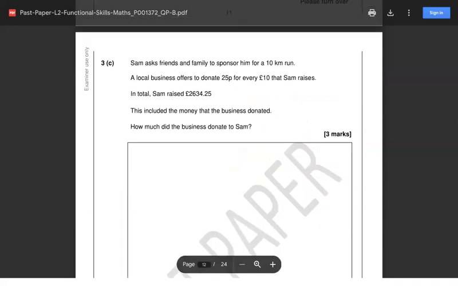Sam asks friends and family to sponsor him on a 10-kilometer run. A local business offers to donate 25p for every £10 that Sam raises. So in total, Sam raised £2,734.25. This included the money that the business donated.